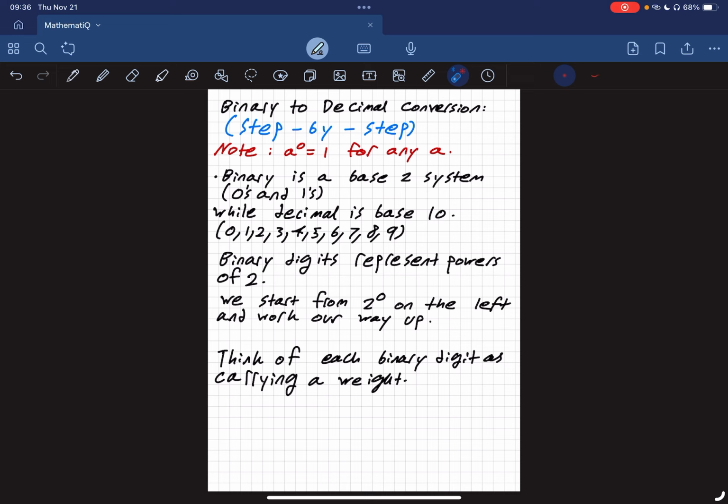So first of all, a quick note that any number to the power of 0 is going to be 1. Okay, and that applies to any A. A here just being a general variable that we're going to refer back to.